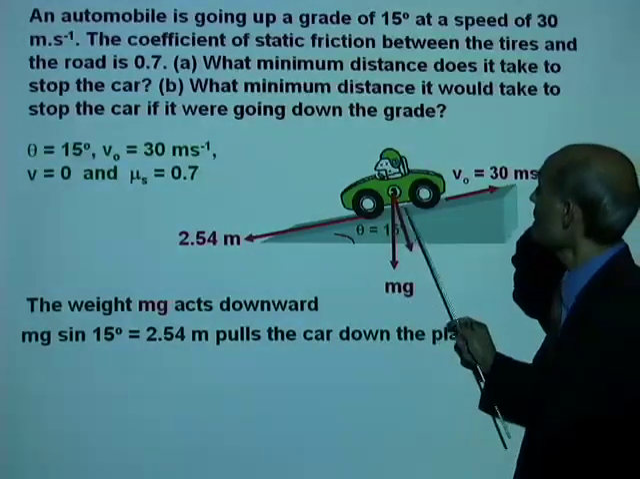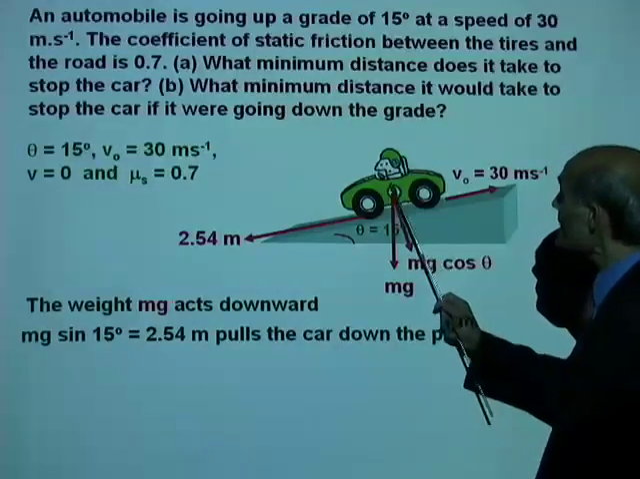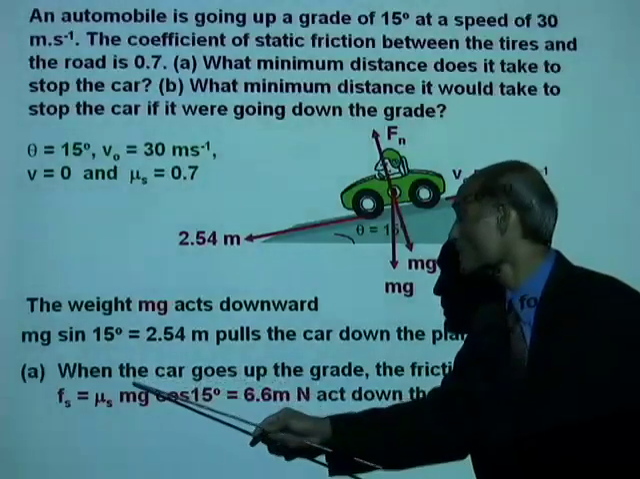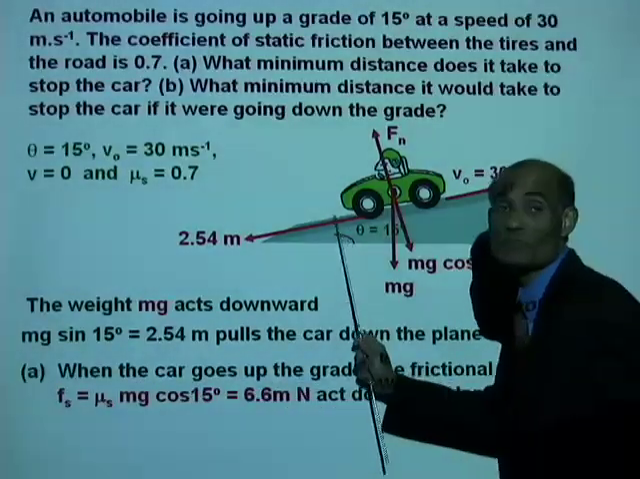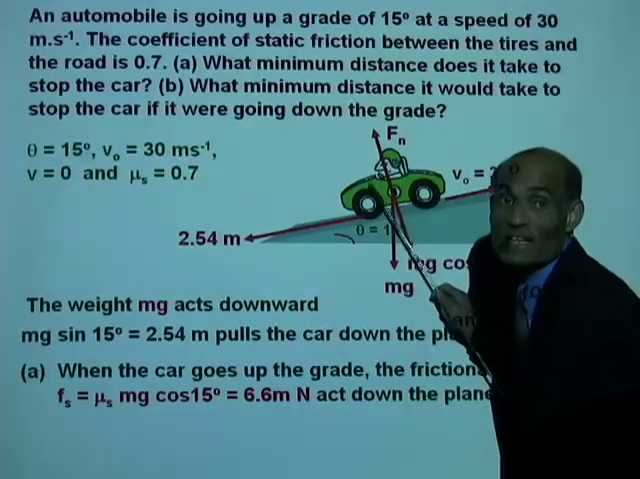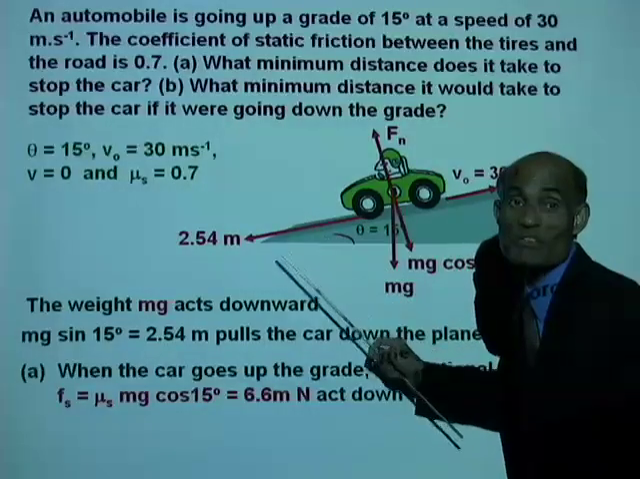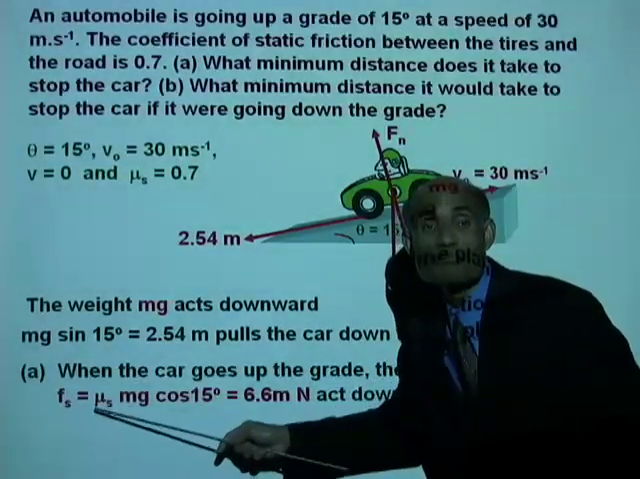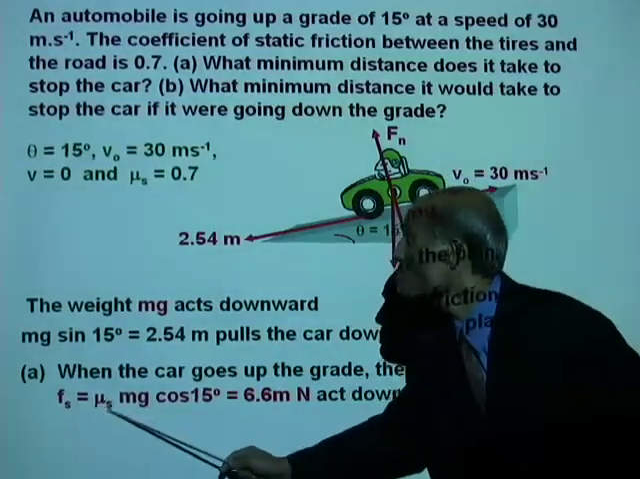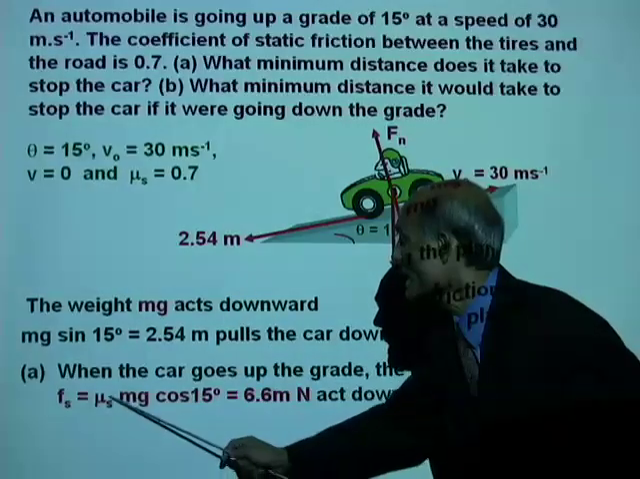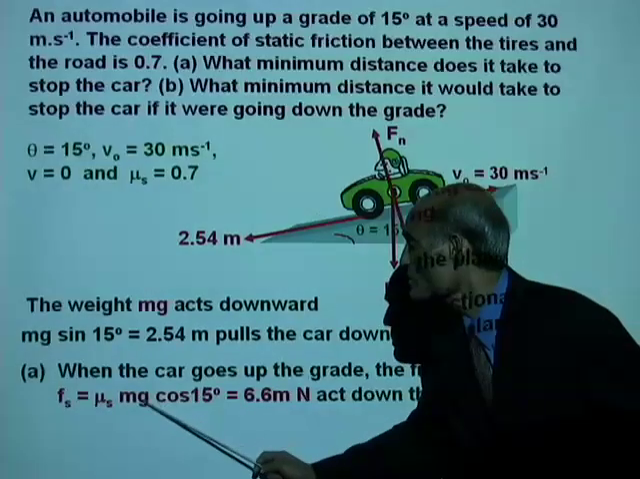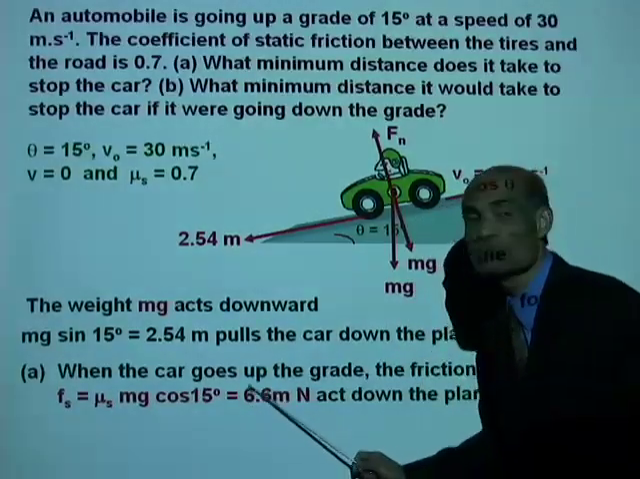Okay, and mg cos theta is the normal force, and that will be equal to Fn. When the car is going up the grade, what is the direction of the frictional force we said? It is down the grade. And what is that frictional force? Fs equal to mu s mg cos theta. Now, mu s is known, we know that is 0.7, and so multiply 0.7 with g cos 15 degrees, and that will give you 6.6.